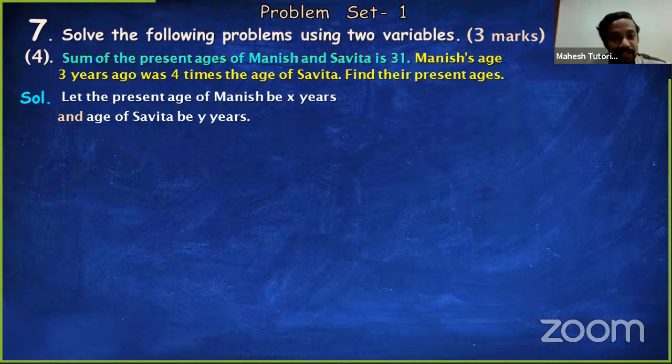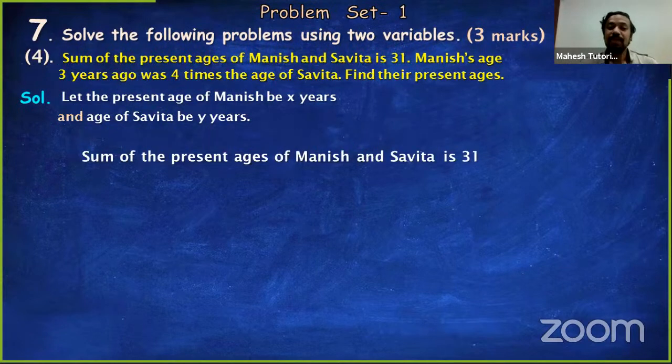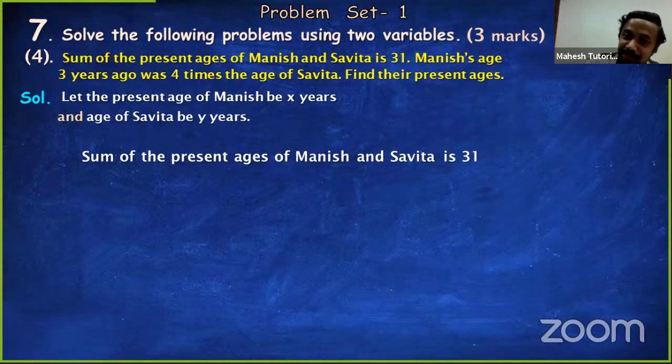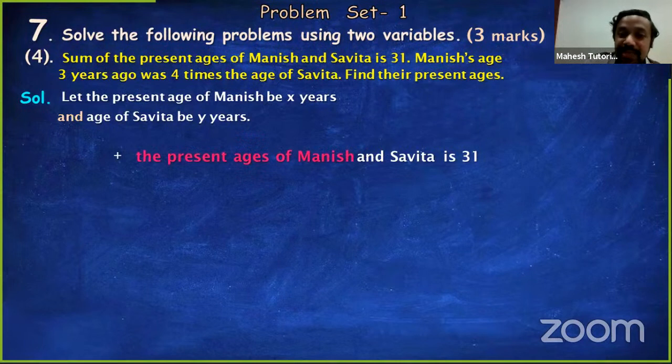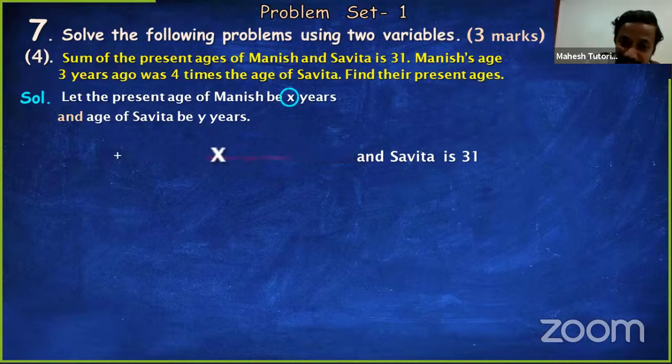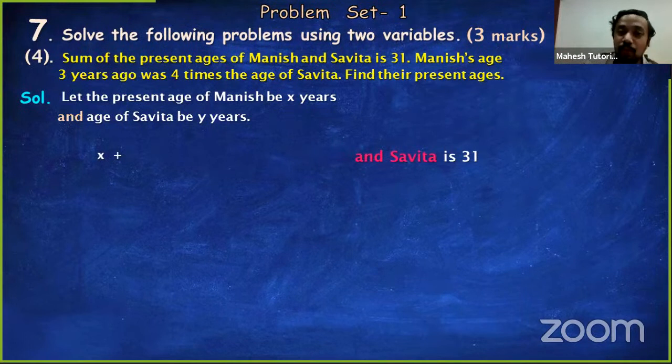Now moving towards the first condition. The first condition: sum of the present ages of Manish and Savita is 31. So students, we will read the condition part by part and we'll frame the equation part by part. Condition says sum of. Can you tell me SUM stands for what? Very good. Addition. Addition of what? The present ages of Manish. Can you tell me what we have assumed as Manish's present age? X. Very good. And the present age of Savita. What have we assumed the present age of Savita as? Y. Perfect. So x plus y.